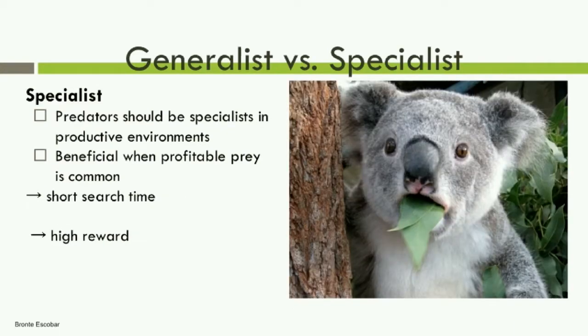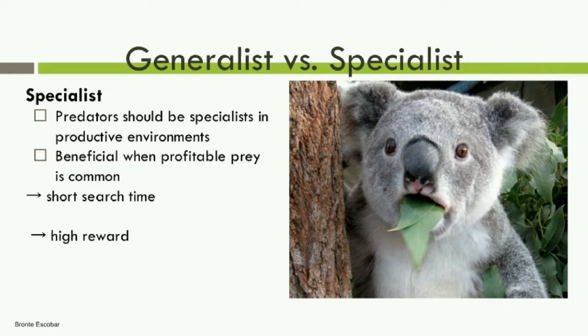Specialists thrive in very specific environments, and their diets are usually limited to one thing. It is better to be a specialist in very productive environments in which profitable prey is common. Search time in this case is short relative to the time it takes to capture, prepare, and eat prey. Specialists have narrow diet breadths and thrive in specific environments.